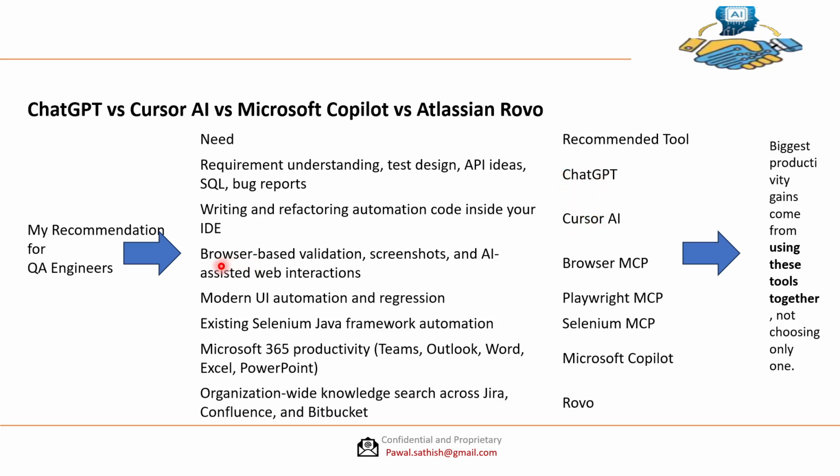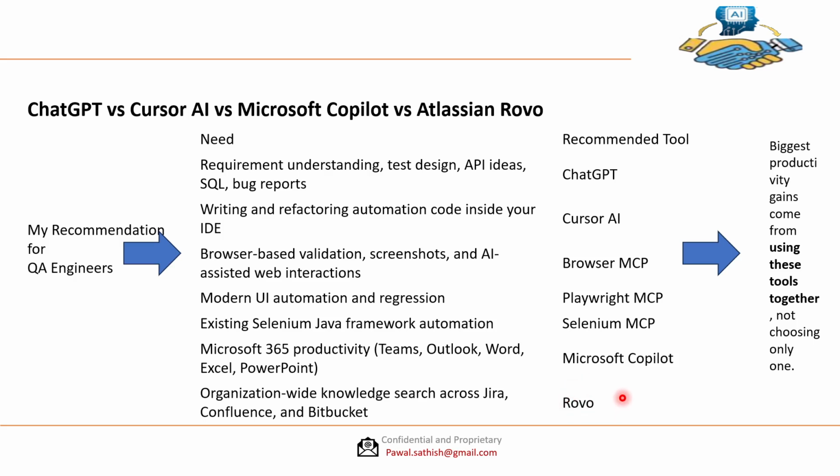Okay, then even for browser based validation, screenshot or AI assistant web interaction, then browser MCP is the best tool. Okay, and in case we are using Playwright, or an existing Selenium Java framework, then we'll go ahead with the Selenium MCP or the Playwright MCP. Okay, and for Microsoft 365 productivity, if we are using Teams, Outlook, Word, PowerPoint, Excel, then we'll go with Microsoft Copilot. Okay, and in case your organization is using Jira or Zephyr, for knowledge search, Confluence, then Rovo is the best tool.